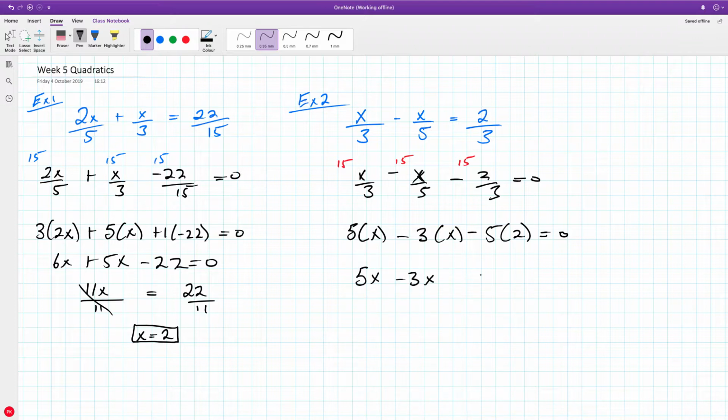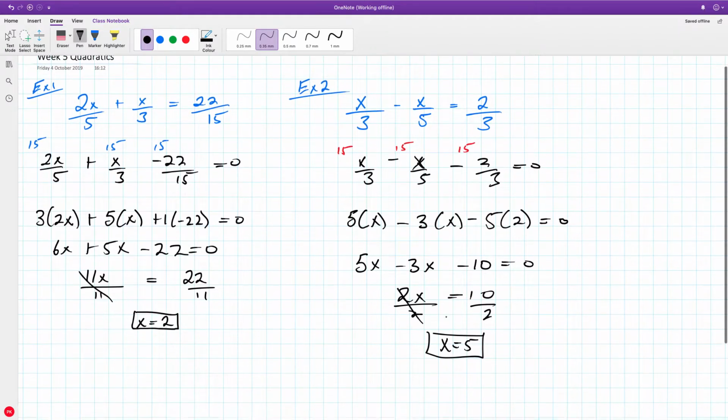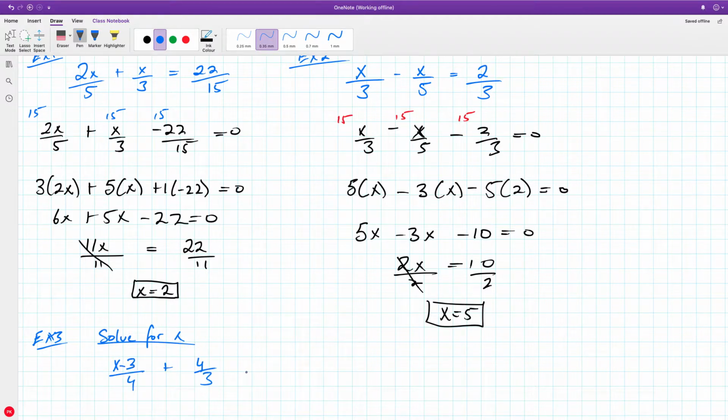5x minus 3x minus 10 is equal to 0. 2x equals 10. How many times is 2 going into 10? Divided across by 2. x is equal to 5. Is that alright? Right, we'll go with this one. (x minus 3) over 4 plus 4 over 3 is equal to (3x minus 1) over 6.